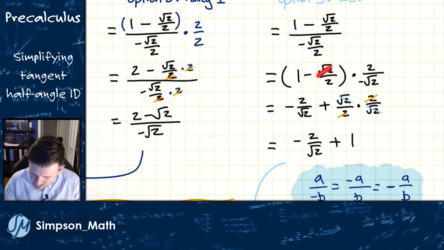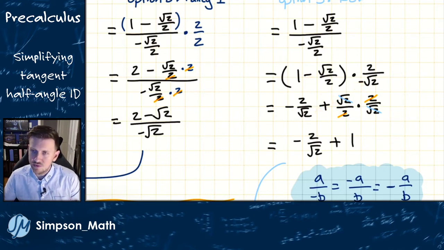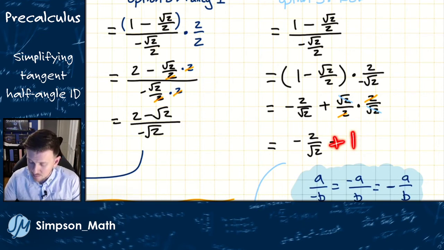And then square root of 2 reduces with square root of 2. And 2 reduces with this 2. And this is a negative times a negative, which is a positive. So the negatives reduce, the square root of 2 is reduced to 1, and the 2 is reduced to 1, and we're left with just a plus 1.